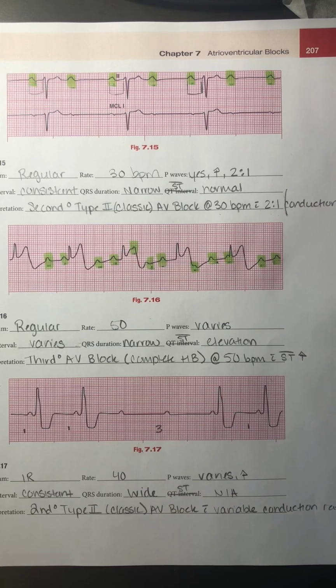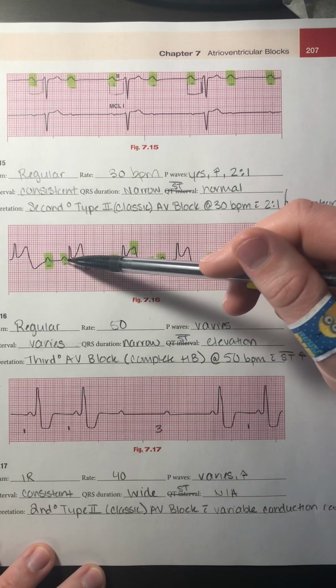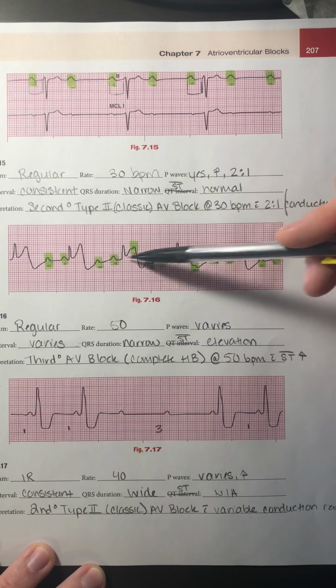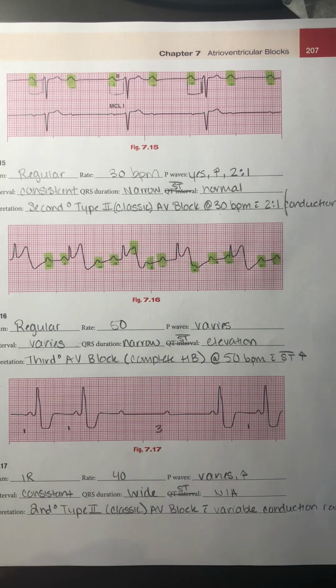So it definitely can't be a first degree. I don't have that weird PR interval. Okay, so it's all over the place. It's not just long. For second degree type 1 or winky back, longer drop, then you have a winky back. It definitely can't be a second degree type 1 because it's a regular rhythm. And when we look at a winky back, you'll see how that rhythm is always going to be irregular.